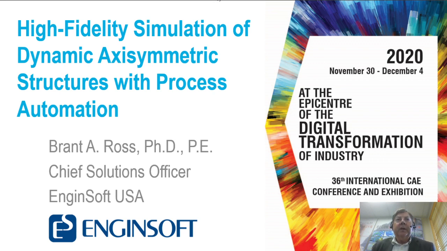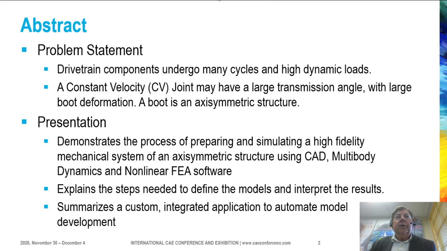It's my pleasure today to discuss with you high-fidelity simulation of dynamic axisymmetric structures with process automation. So today we will discuss an example of a drivetrain component. These components tend to undergo many cycles and have high loads, dynamic loads. So in particular, we will look at a constant velocity joint and specifically the boot that protects that joint.